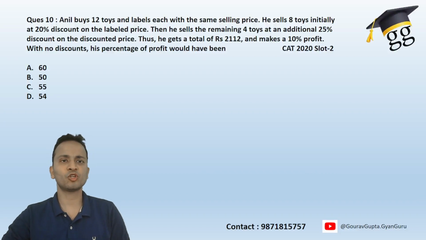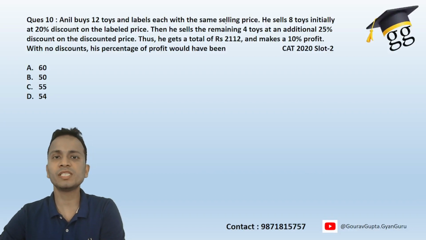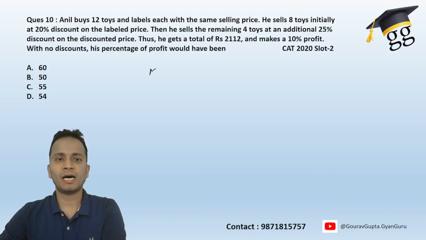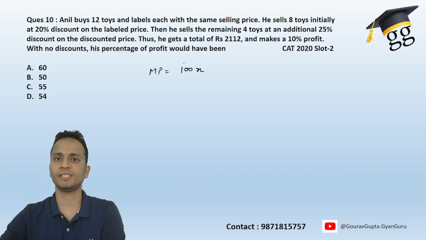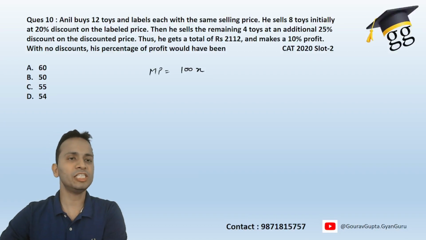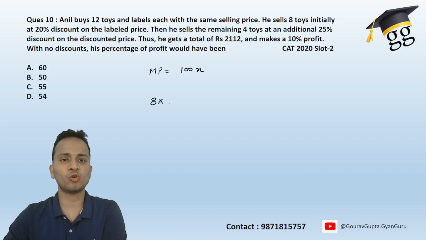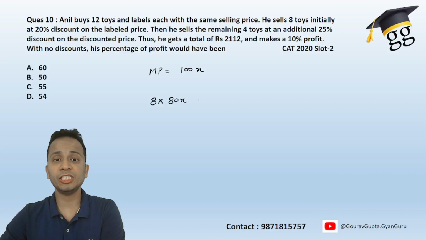Anil buys 12 toys and labels each with the same selling price. Okay. Fine. So that means mark price. So mark price, let's say it is 100x. Okay. He's buying 12 toys. He sells 8 toys initially at 20% discount. So 8 toys at 20% discount, that means 80x. And he sells the remaining 4 toys at additional 25% discount.